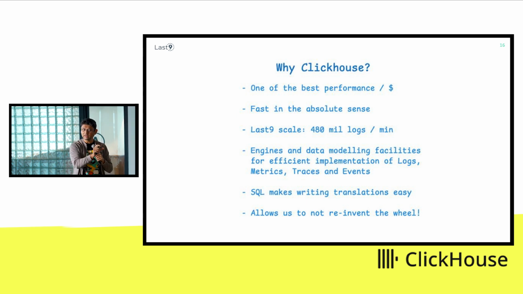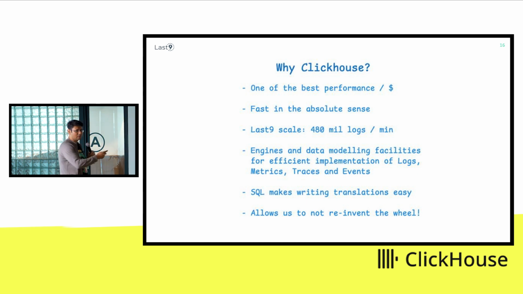If you get your data modeling correct, and for each of these data types you need to put in a bit of thought on how you're going to model that data, once you do that, it is really blazing fast, compared to the competition obviously. It scales really well. We don't have to be bothered about that. For example, just for log lines, at Last9 today we are ingesting about 480 million log lines per minute, and ClickHouse is just scaling, no problems at all.